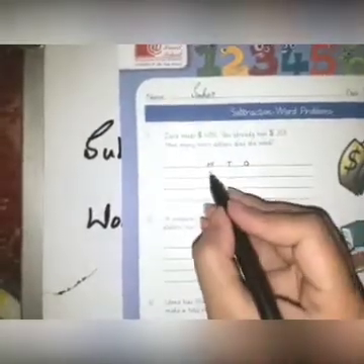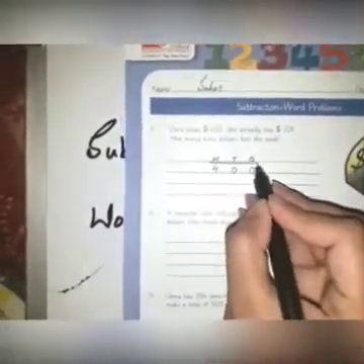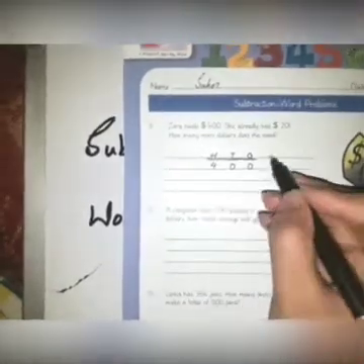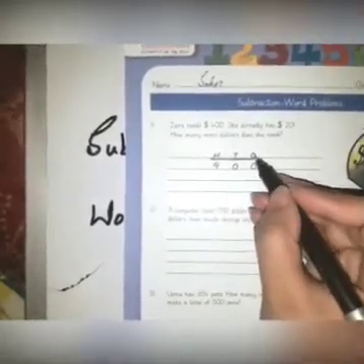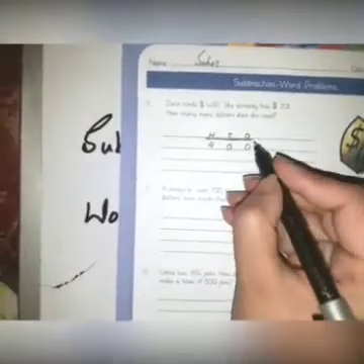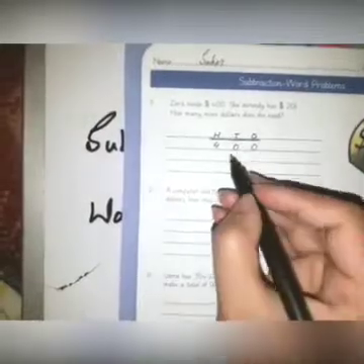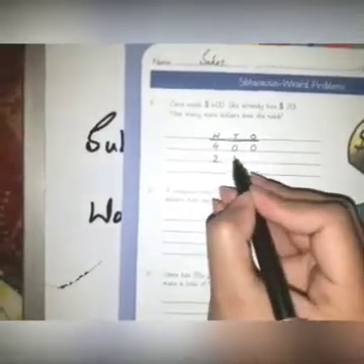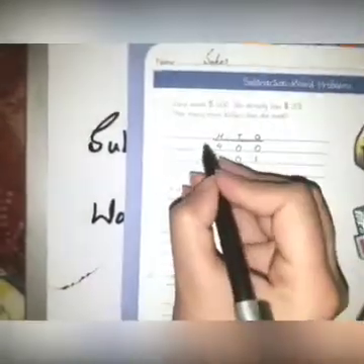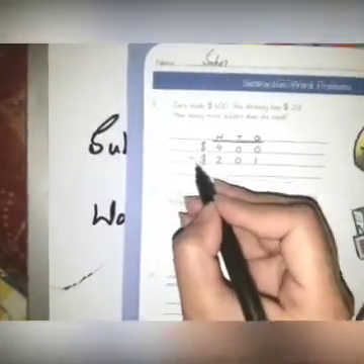Now 400 we will write like that. I'm making a line to make clear that it's not a 0, it's an O of ones. You can also write U here for the unit. Now $201. We will write here the symbol of dollar. Now we will subtract it.